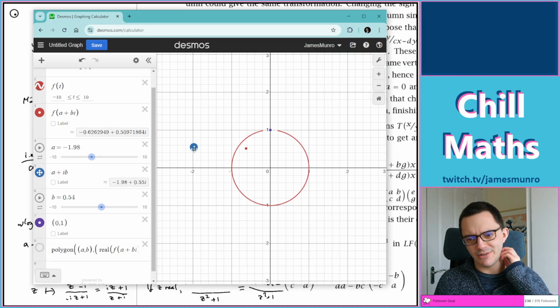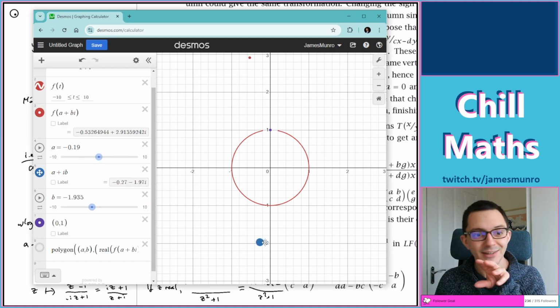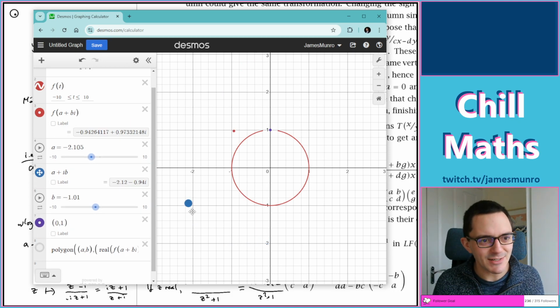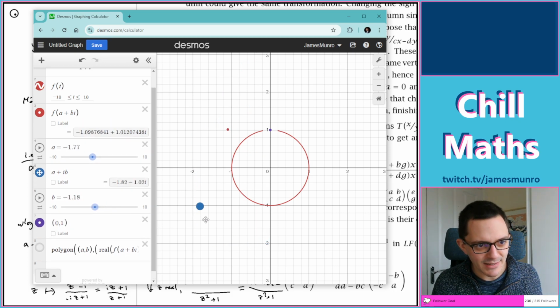So I'm moving the blue point and watching where the red point goes. It feels like being a cat following a laser pointer, right? Like, oh, that's very interesting. Where's it going? Why is it jumping around so much? Why is it so lively?